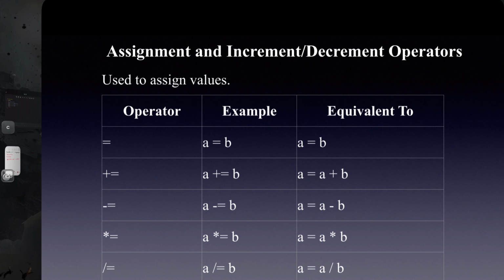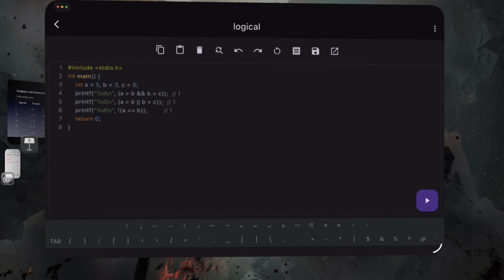Now we discuss the topic of assignment and increment decrement operators. Assignment operators are used to assign values to variables. Examples include equal, plus equal, minus equal, multiply equal, divide equal, and modulus equal. For example, A plus equal to B means A is equal to A plus B.